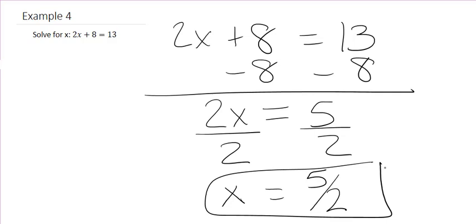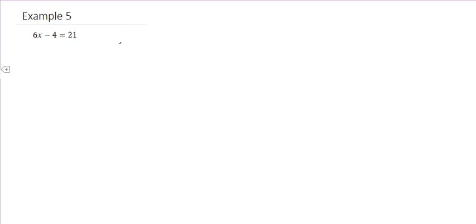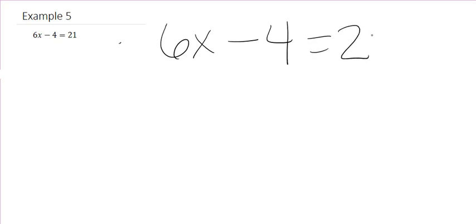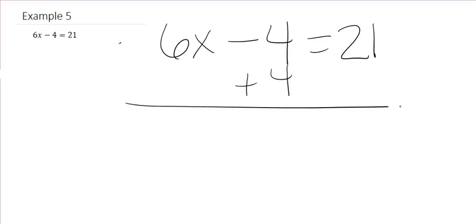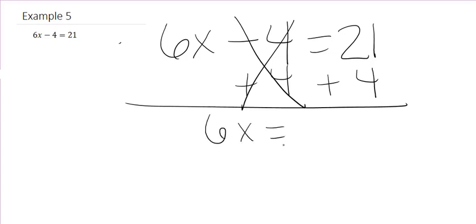So let's look at one more example. Example 5. We have 6x minus 4 is equal to 21. So to solve, we will add 4 on both sides. This gets rid of this 4, and then now we placed it over on the right hand side. So now we have 6x, which is equal to 25.